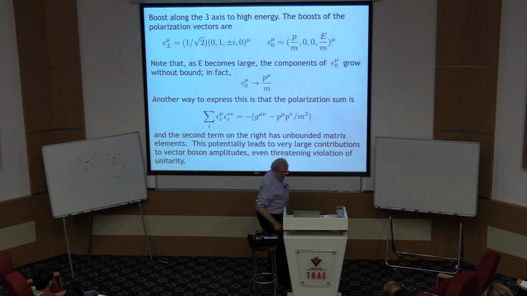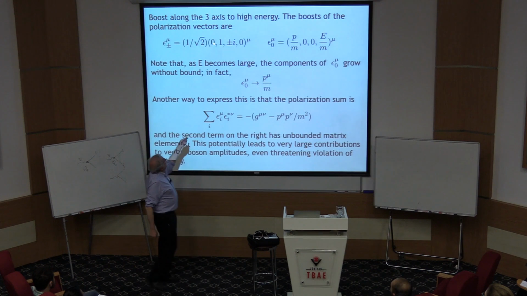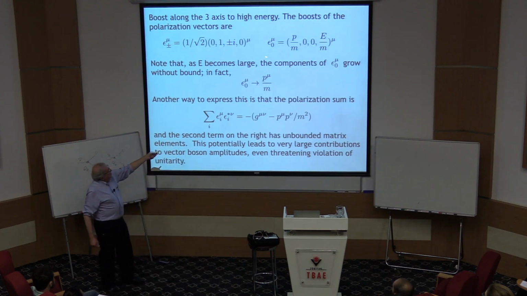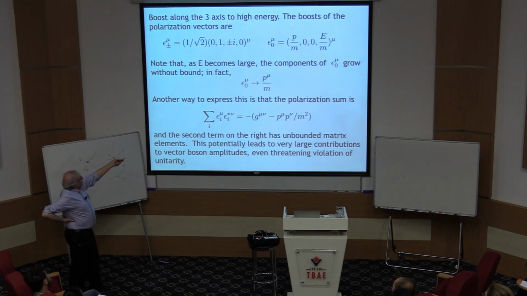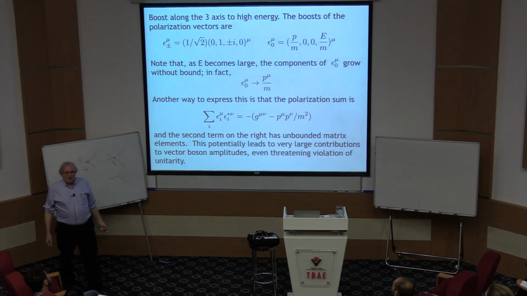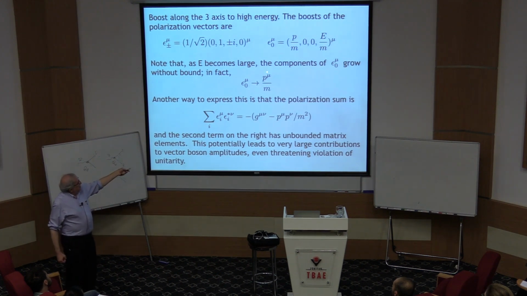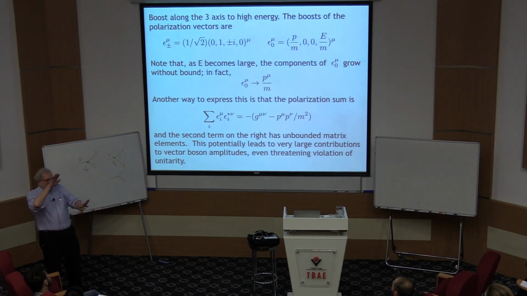And so when you do that, what you get are the vectors on the next slide. This is the same as we had before, but this one is different. That's just the simple consequence of boosting the vector 0, 0, 0, 1. Okay. Well, look at this. The components of this vector are growing without bound as the W boson is boosted. In fact, it approaches p^μ/m. So it actually becomes parallel to the momentum vector of the W boson.